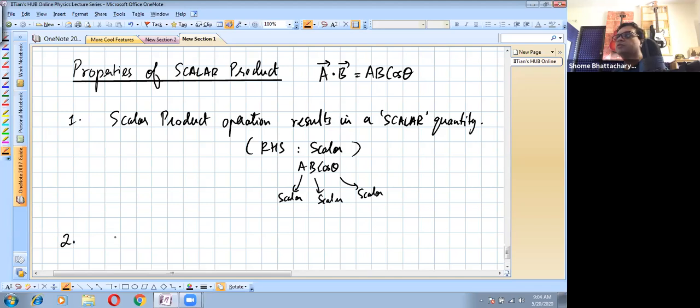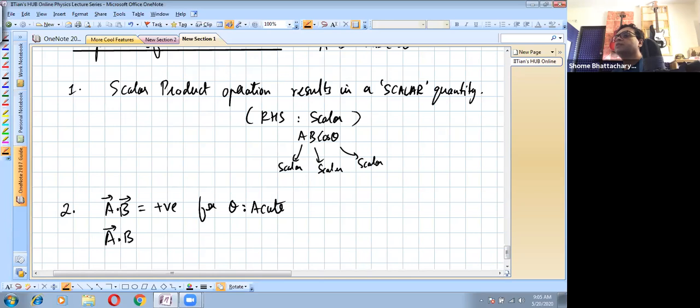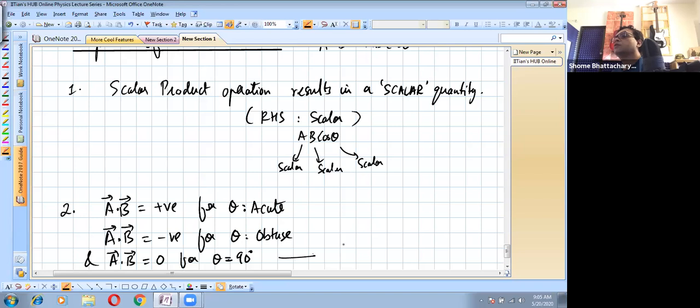And the second property, which is very obvious from it, is that A dot B is positive for theta being acute. It is negative for theta being obtuse, and zero when they are perpendicular, or theta is 90 degrees. So dot product of perpendicular vectors is 0. A very important special property to remember. That if two vectors are perpendicular to each other, their dot product will be 0. So that is two important properties.